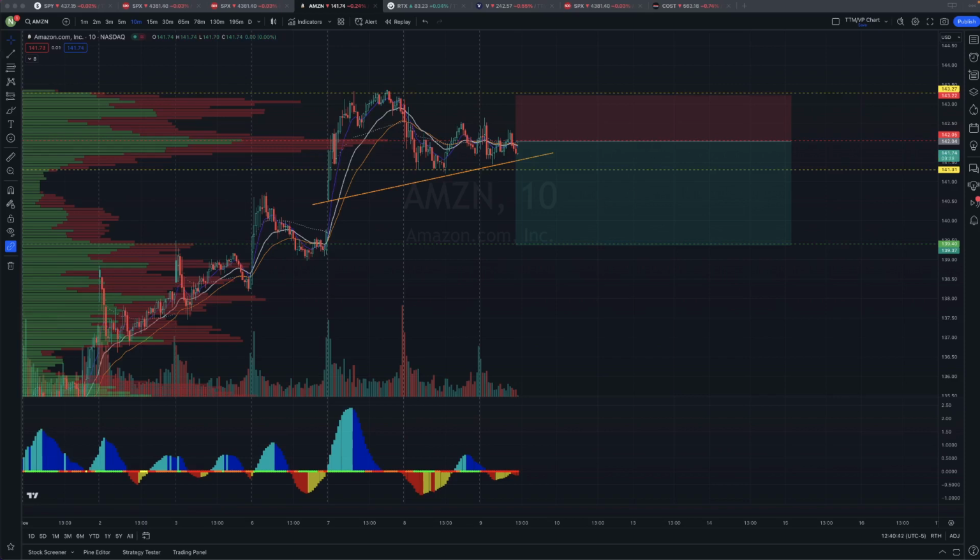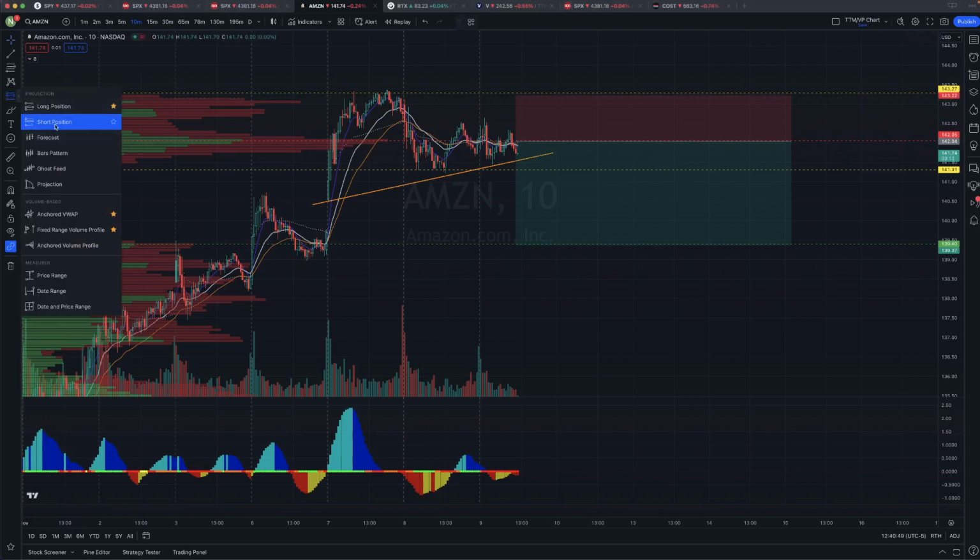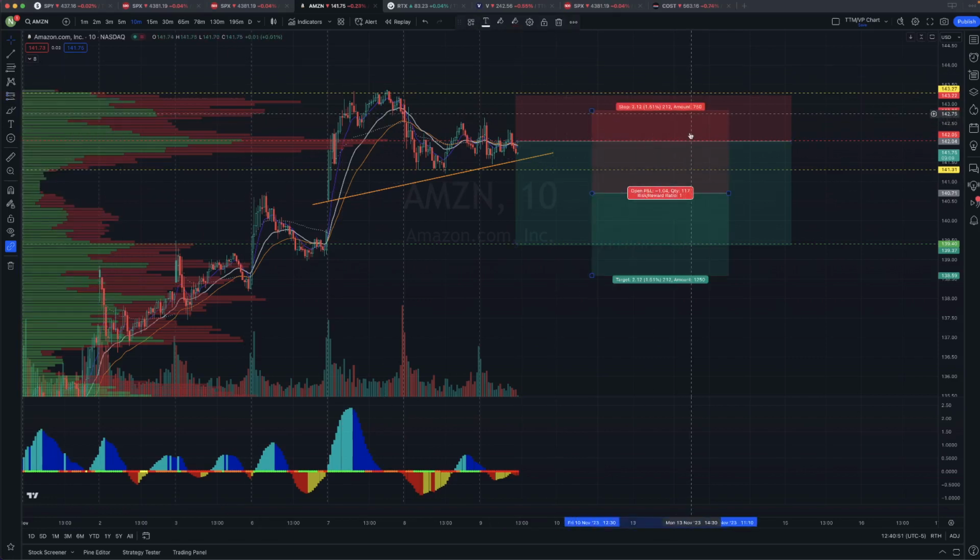So, whoever just asked about these boxes, it's like the fourth one down here on TradingView, and it's just long position and short position, and you can change them based on the trade you're taking.